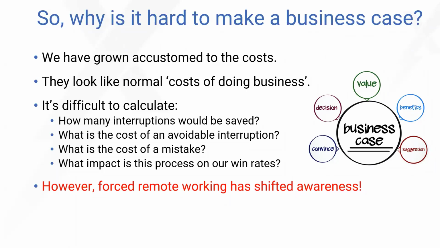And so sometimes it's difficult to quantify, right? So, okay, great, how many interruptions might we save and how much do those interruptions cost? Or we're making mistakes because of these manual steps along the way. What are the costs of those mistakes? What is the impact of this whole process on our win rates? These are sometimes hard to put a number next to and say, great, those are the dollars that we're saving or that we're making instead of making those mistakes or having those challenges, those problems. It's difficult sometimes to calculate.